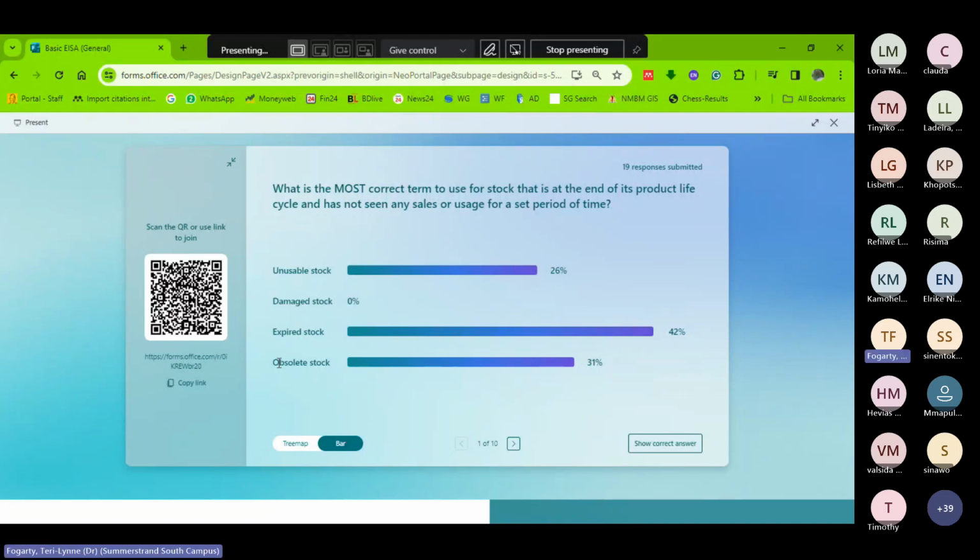Okay, but another word for obsolete is unusable. But the point is that it's come to the end of its life cycle. It can still be used. And I think that's why unusable isn't the most correct term. So it can still be used. It just hasn't seen sales for a period of time. I would say damaged stock and expired stock fit better into unusable than obsolete.